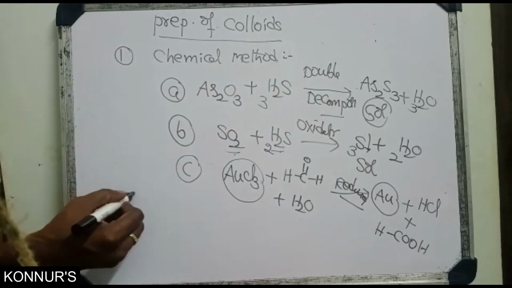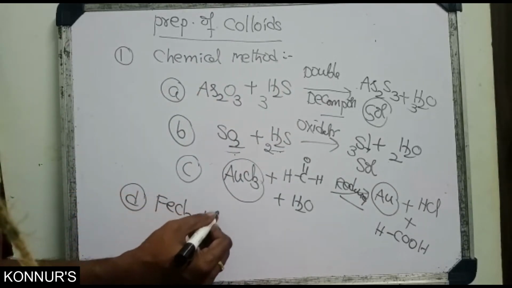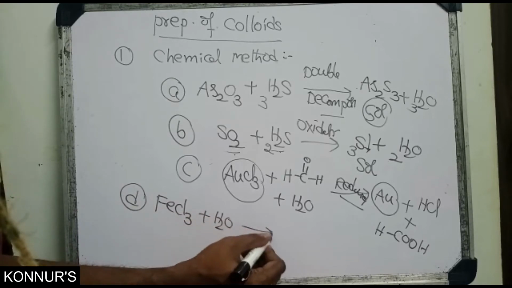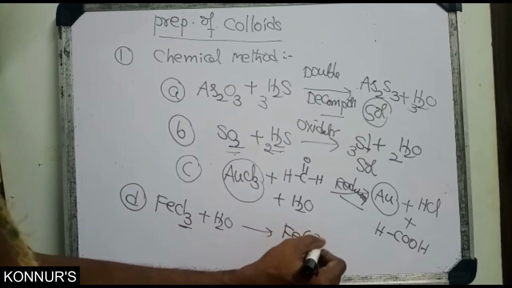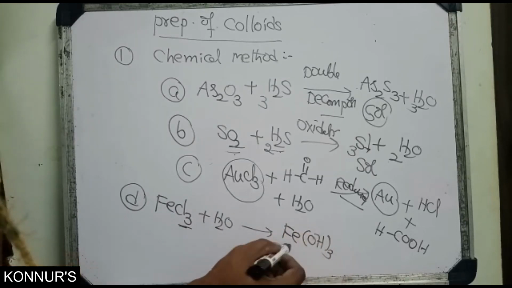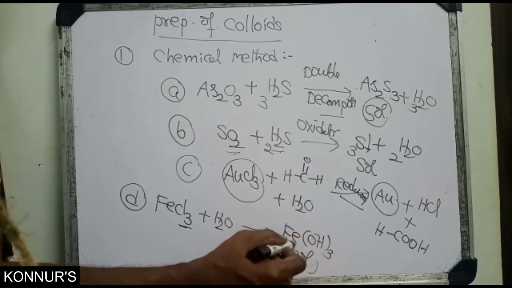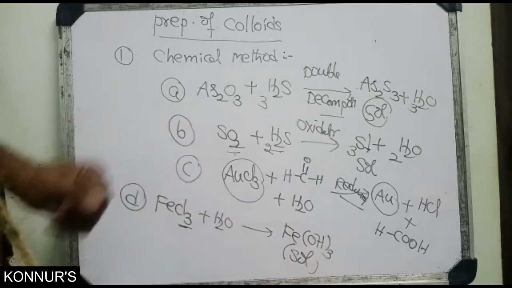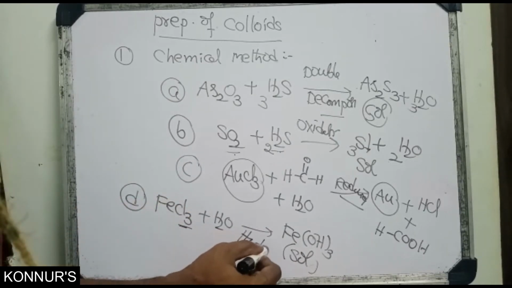So the d-block elements, FeCl3, ferric chloride, you hydrolyze with water. So what happens? FeCl3 is replaced with Fe(OH)3. This is also not dissolved in water, so this is also a colloidal solution. Only water you are adding, so that's why you call it hydrolysis.